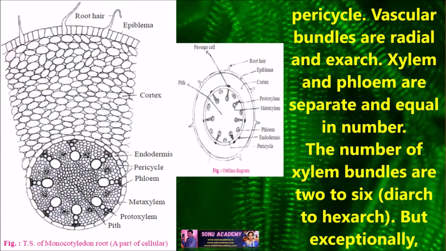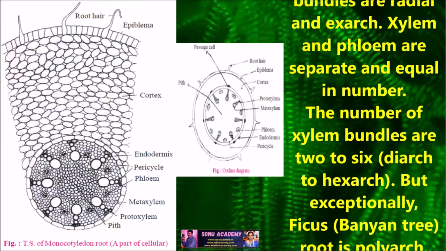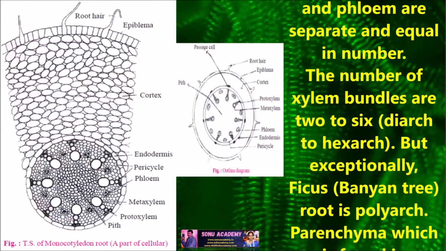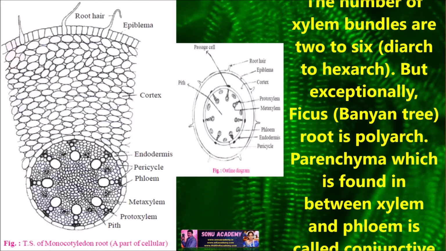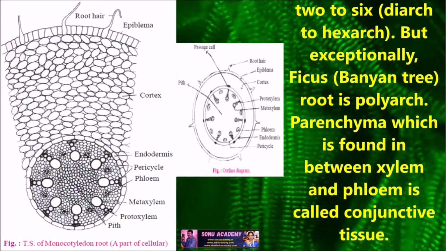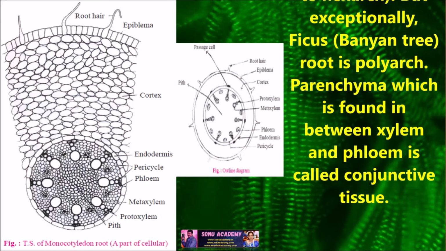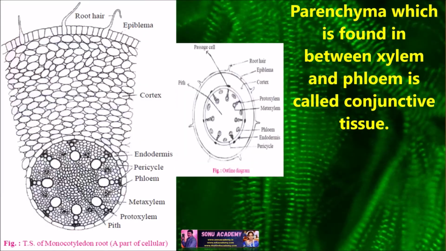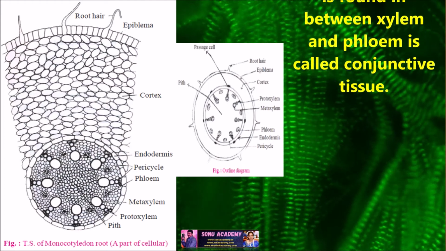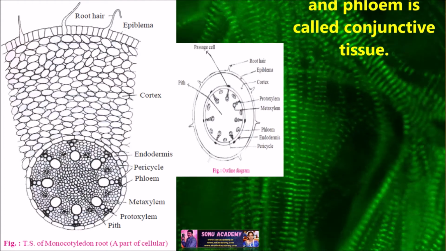Vascular bundles. Vascular bundles are radial and exarch. Xylem and phloem bundles are equal in number. The number of xylem bundles is 2 to 6, but exceptionally in Ficus, the banyan tree, the root is polyarch. Parenchyma found between xylem and phloem is called conjunctive tissue.